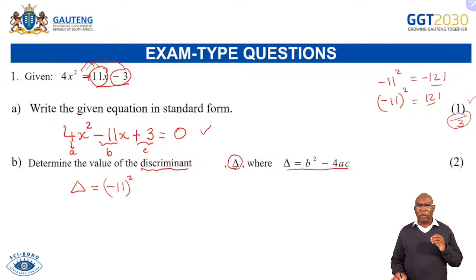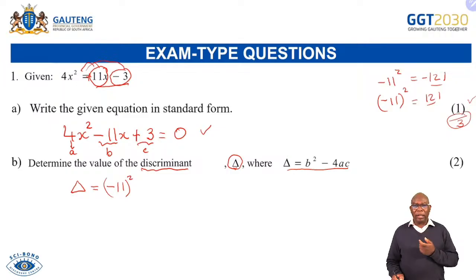Can you see where we drop marks? Just by doing some silly mistakes. So when you're substituting a negative number and there's a square, you need to write down the brackets and square it correctly. If you go to your calculator and say negative 11 squared, the answer it is going to give you is negative 121. But if I say open bracket negative 11, close bracket squared, the answer I'm going to get will be positive 121. So it makes a difference in your answers.